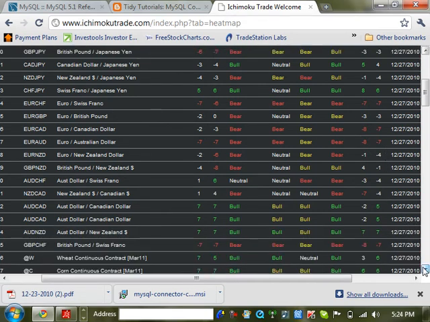Oh, we got two. New Zealand Australian, New Zealand is trending. So Australian looks like it's strong if you look at all these rating systems here. Anything with Australian looks like it's strong going forward, except Australian Swissy. So it's maybe Swissy stronger than Australian. So let's go look at the charts.